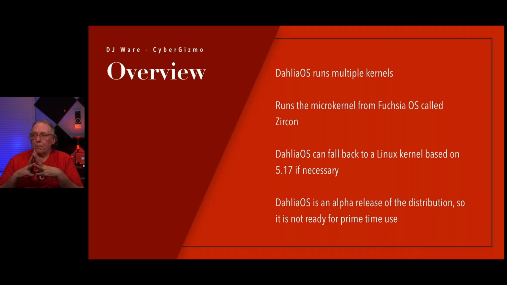Anyway. But not only does Dahlia run the Zircon microkernel, it also runs a standard Linux kernel based on 5.17, and this is a release candidate because of the time at which this release was put together. 5.17 was still in release candidate status. I would say DaliaOS is an alpha release or an early preview release, it's not finished by any stretch of the imagination. It is not done.